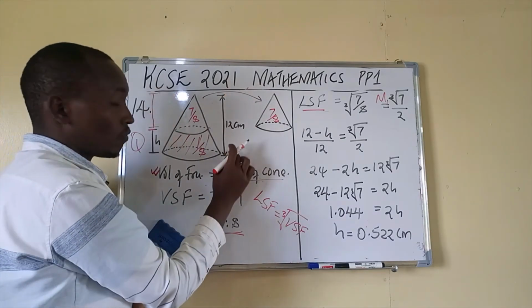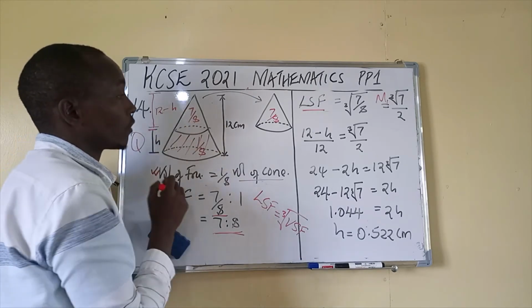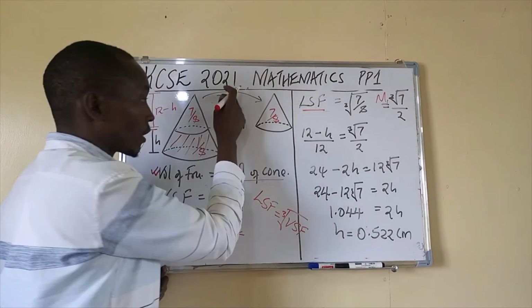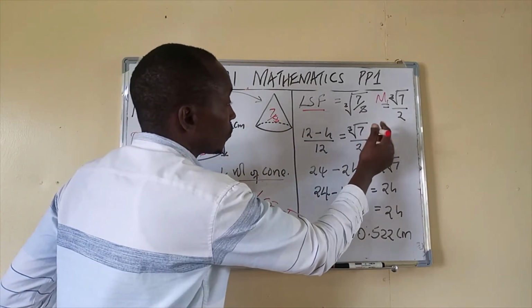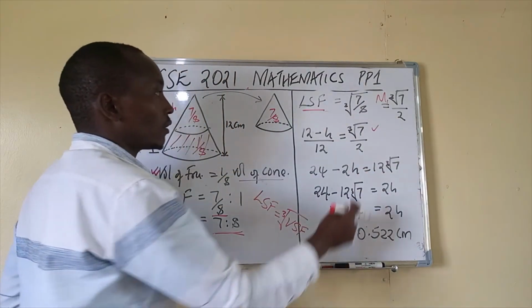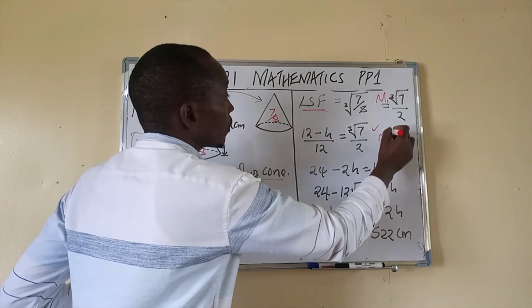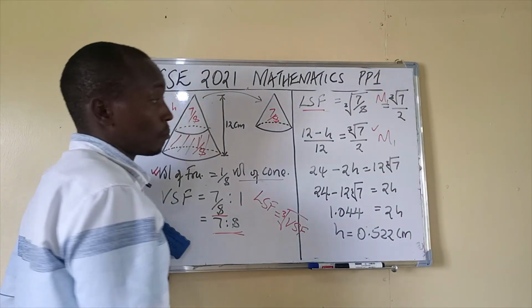Remember, the height of the frustum was originally 12. Subtract the height of the cone. So 12 minus h over 12, that is the smaller over the larger one, is equivalent to the cube root of 7 over 2. If the student is able to equate that, then 1 mark there for method.